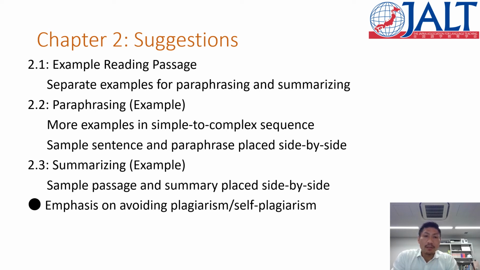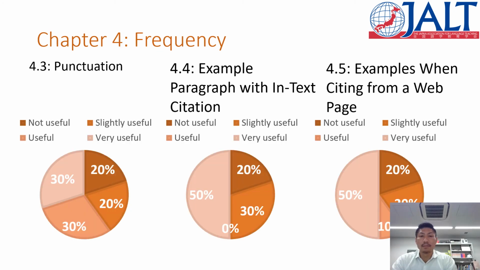Because the purpose of having paraphrasing and summarizing is a kind of avoiding plagiarism and self-plagiarism, they wanted to have a part to touch upon avoiding plagiarism and self-plagiarism in this chapter. Chapter 3 didn't have any sections rated as not useful, but chapter 4 has these 3 sections rated as not useful, at least by some teachers.